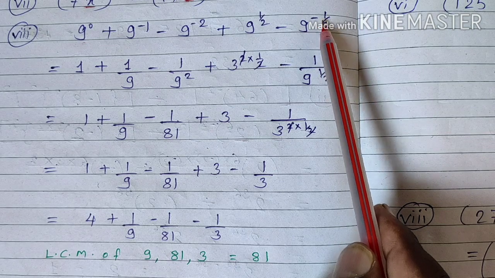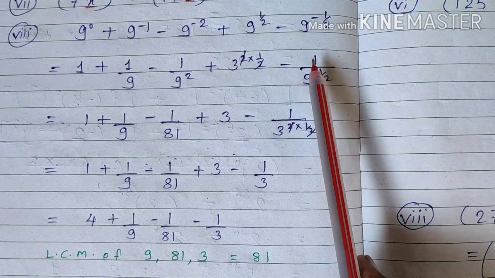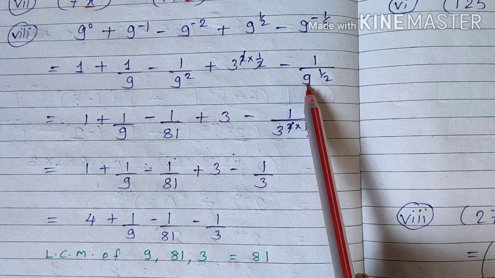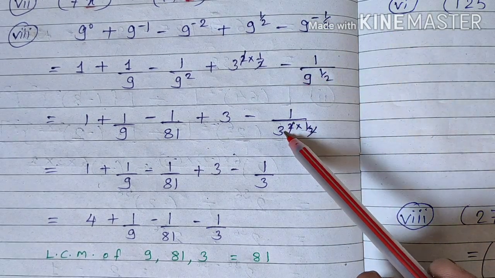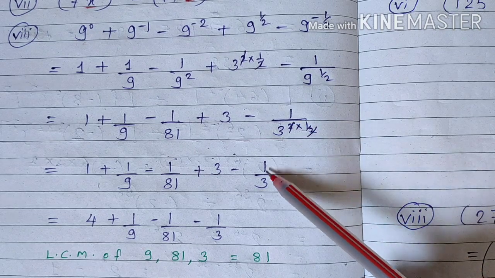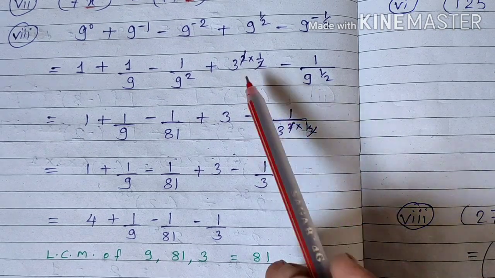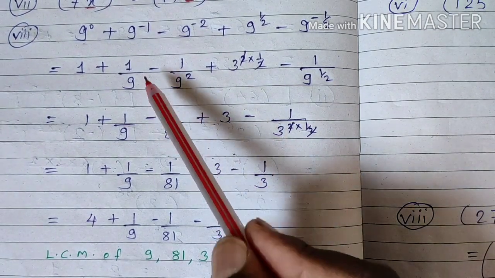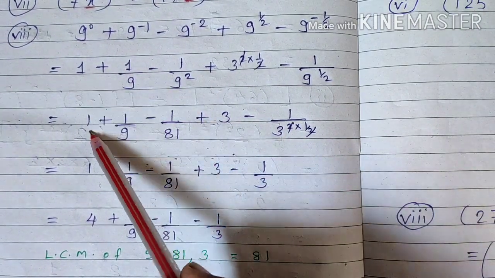So again to make it positive, we have taken the reciprocal of 9. 1 upon 9 raised to 1 by 2. So again this 9 can be written as 3 square. Okay, squares 2 get cancelled. 1 by 3 is the answer for this. So it is 3. 1 upon 9 square. 9 nines are 81. 1 upon 9 plus 1.